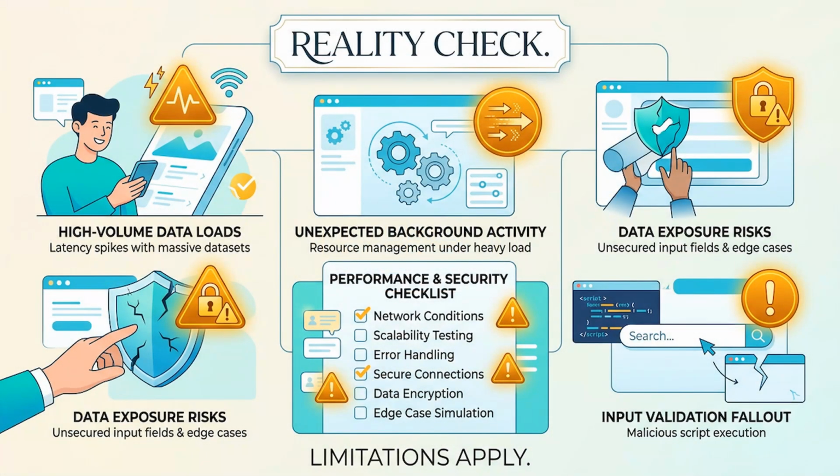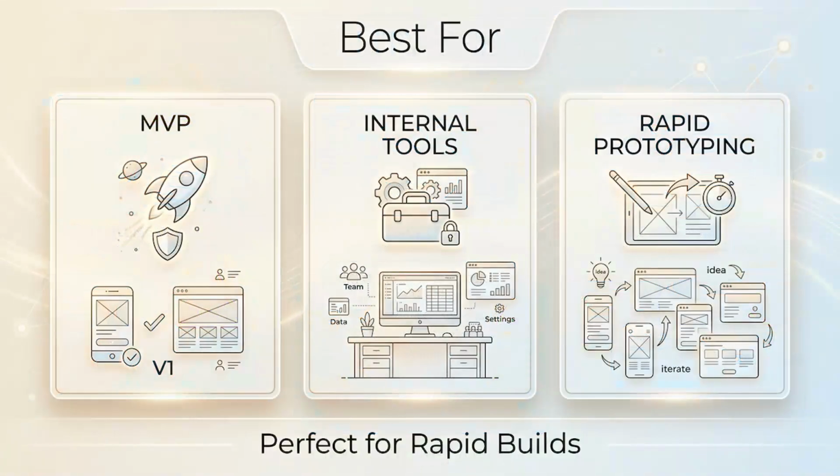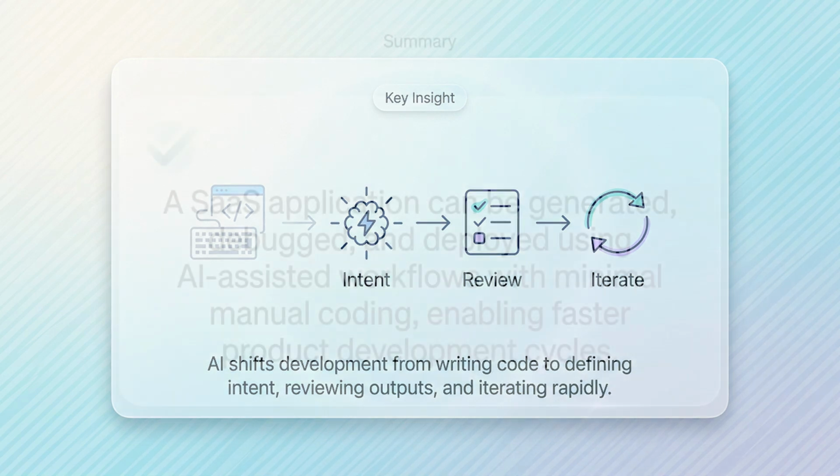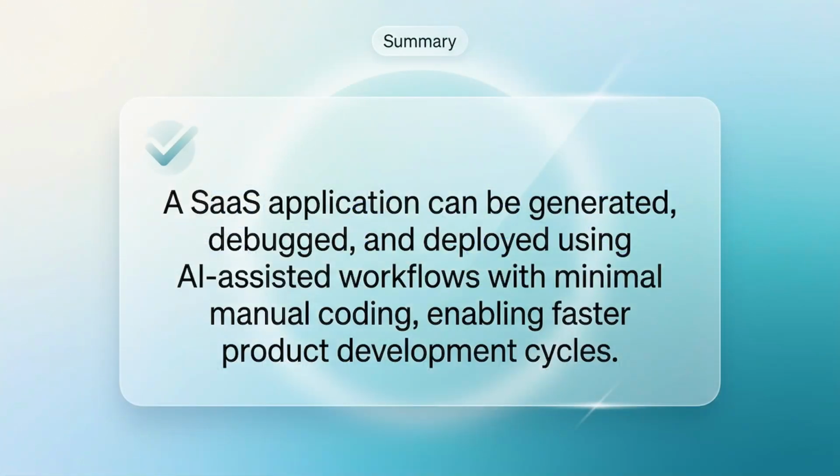AI-generated apps may require manual fixes for performance, security, and edge cases before production use. Ideal for MVPs, internal tools, and rapid prototyping where speed and iteration matter more than perfect architecture. AI shifts development from writing code to defining intent, reviewing outputs, and iterating rapidly. A SaaS application can be generated, debugged, and deployed using AI-assisted workflows with minimal manual coding, enabling faster product development cycles.